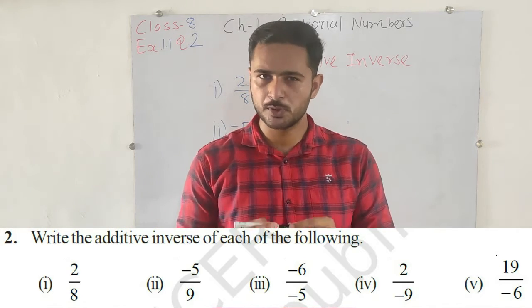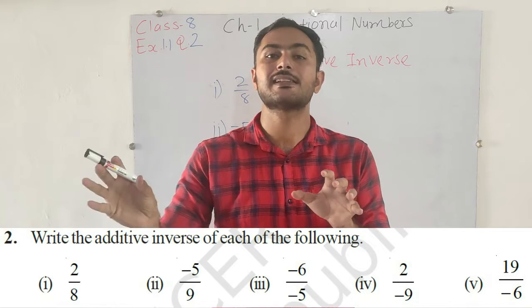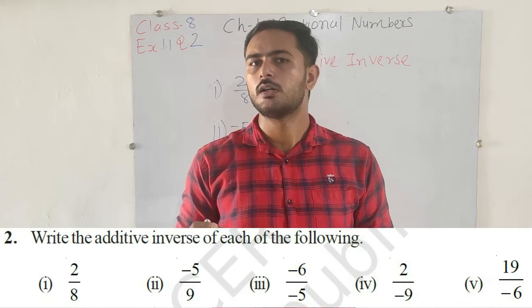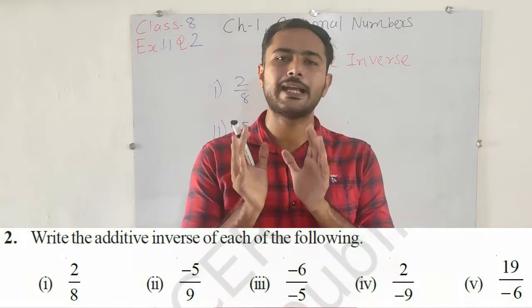And why is that the additive inverse? Because if I add plus 5 and minus 5, the answer is 0. So for any number, what you should add to that number so that the answer will be 0, that is the additive inverse.